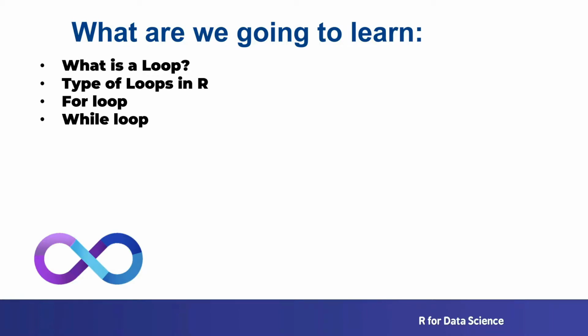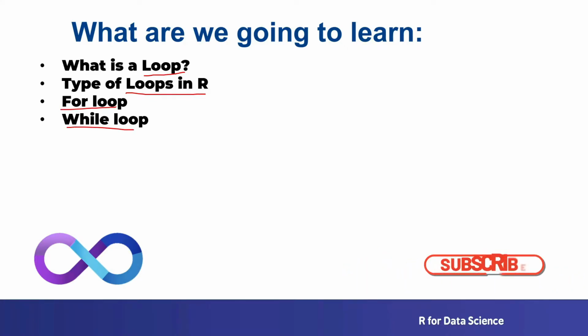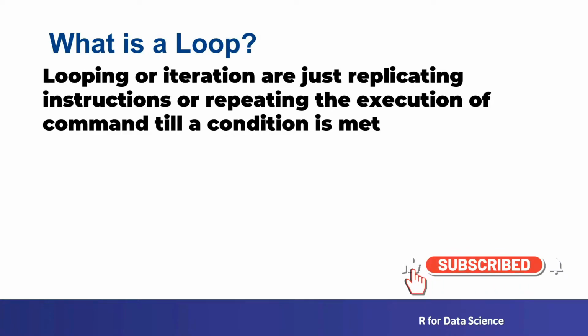Hello everyone, in this video we're going to learn what a loop is and the types of loops in R, which are the for loop and the while loop. So what is a loop? A basic loop means I'm iterating something, or instructions get executed until the condition is met.